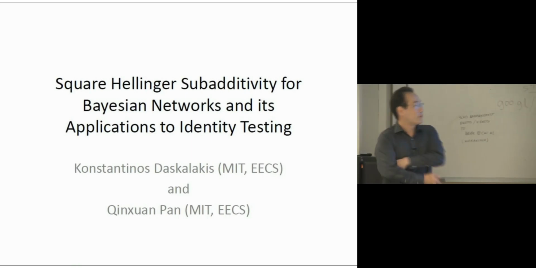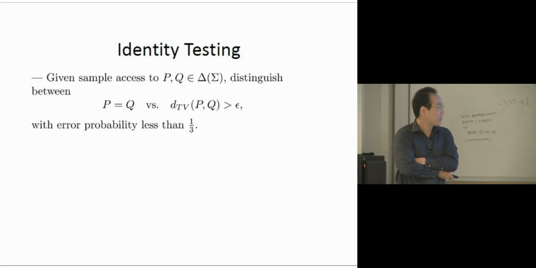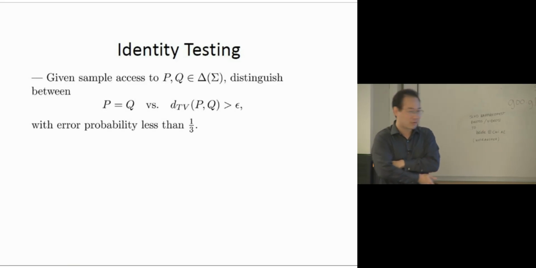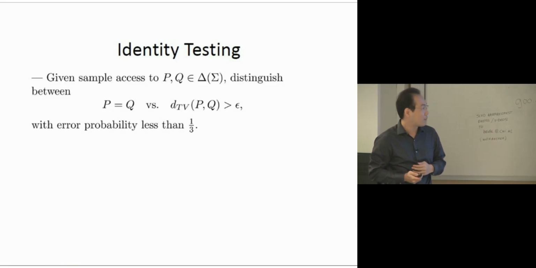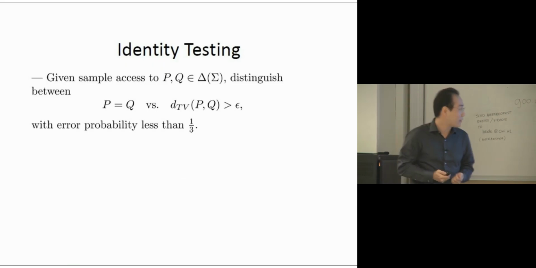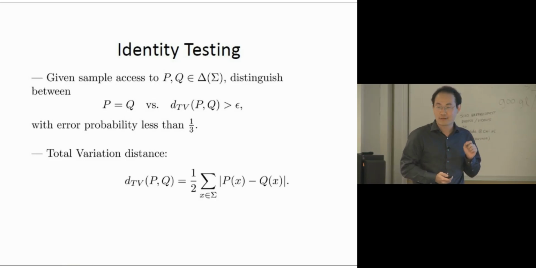Okay, so I will start with a general problem of identity testing, in which you have two unknown distributions, P and Q. You have sample access to them, and they are both on the alphabet sigma. You want to tell whether they are equal or whether they are at least epsilon far away, with error probability bounded by 1/3. In this talk, our target distance is the total variation distance.